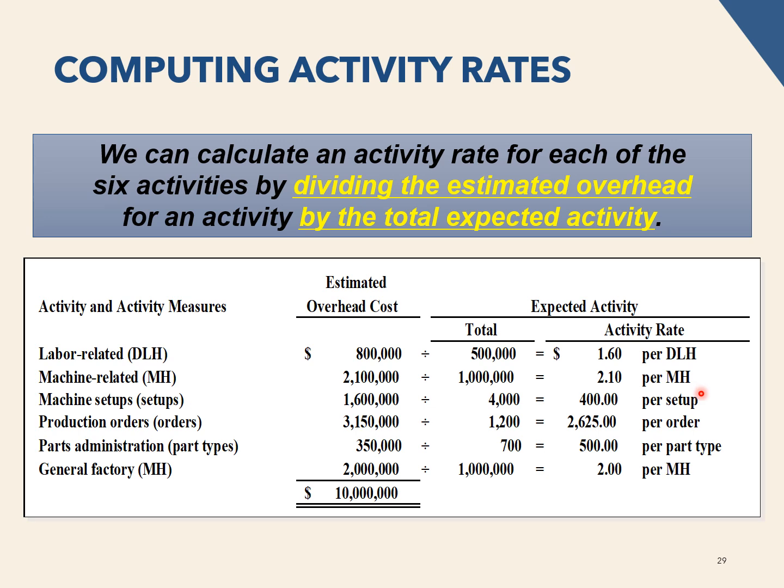So for machine hours it is 2.10. For setup it is 400 per time. And per order is 2625, per part type is 500, and per machine hour is $2.